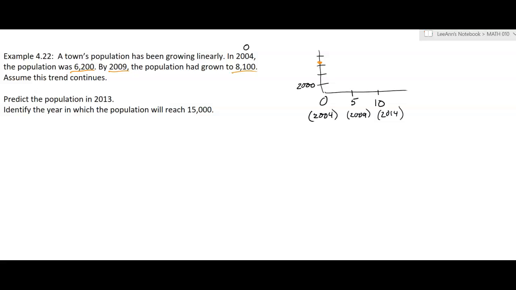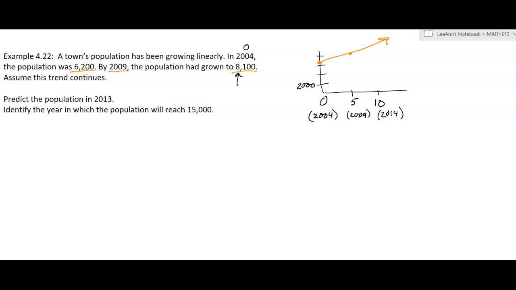Okay, in 2009, or 5 years later than 2004, the population was 8,100, so just over 8,000. So we see this trend going like that. You can see it's a linear function and that it has a slope to it, a slight slope to it.